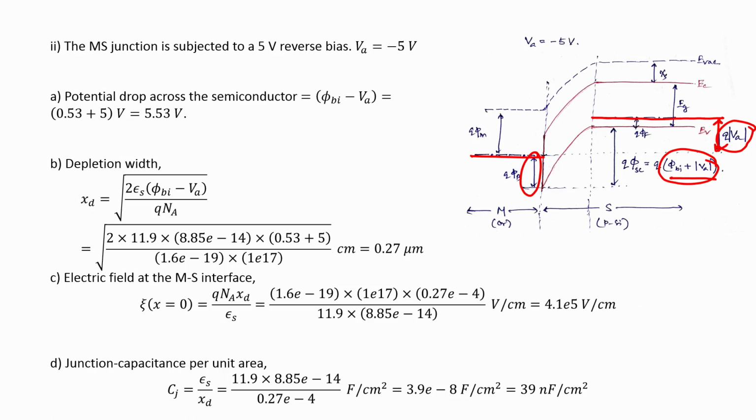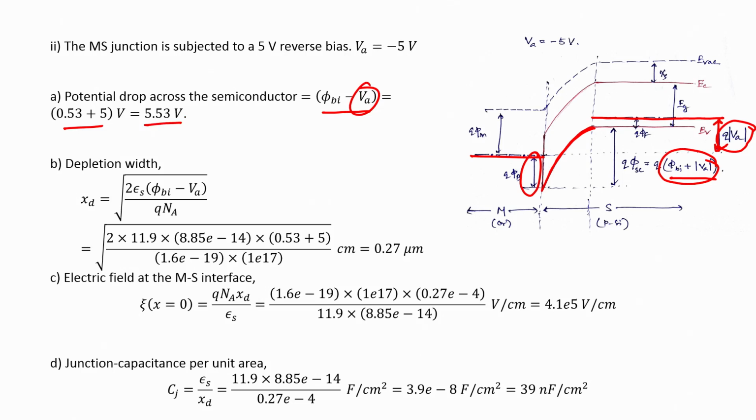The first part of this question was what is the potential drop across the semiconductor, and that is given by phi Bi minus Va, because this entire amount of band bending corresponds to the total voltage that drops across the semiconductor. That is equal to phi Bi plus the magnitude of Va, because here Va is negative. If you plug in those numbers, you find that the potential drop across the semiconductor is 5.53 volt.